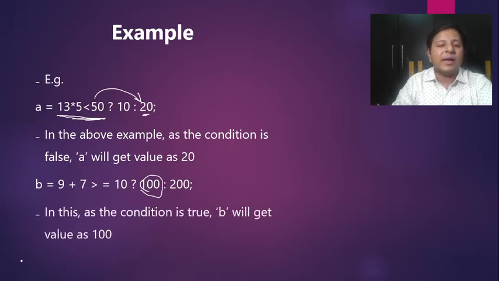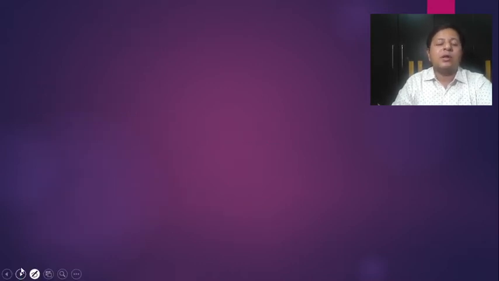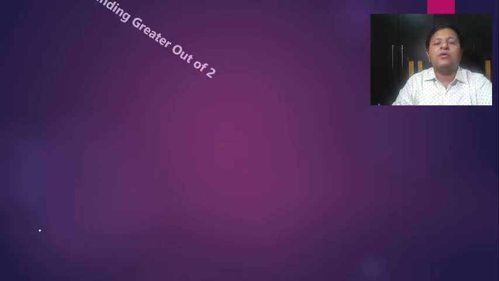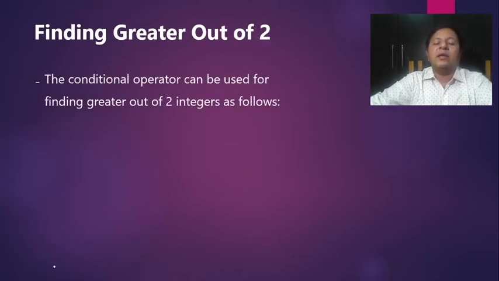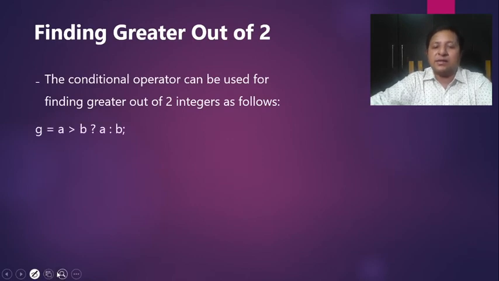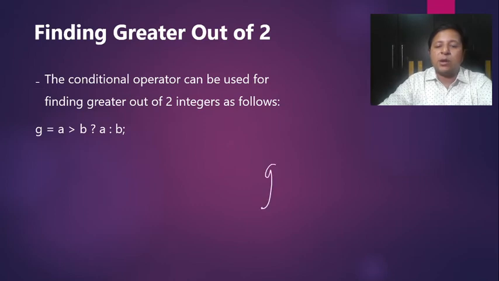Fine, so I hope you people are getting it conceptually what exactly is the conditional operator. Let's move on to more significant examples. Suppose I want to find the greater out of 2. So how can I do that? It can be done very easily like this. If I just write it in a very broad manner, I want the greatest, A greater than B, question mark A colon B.